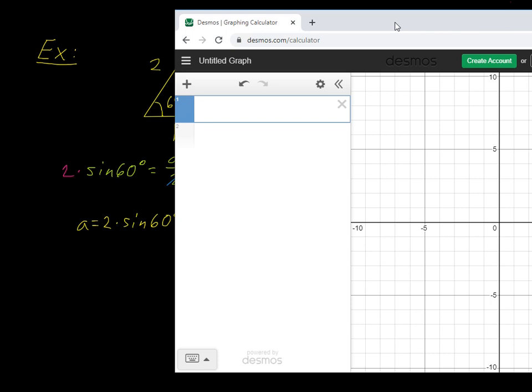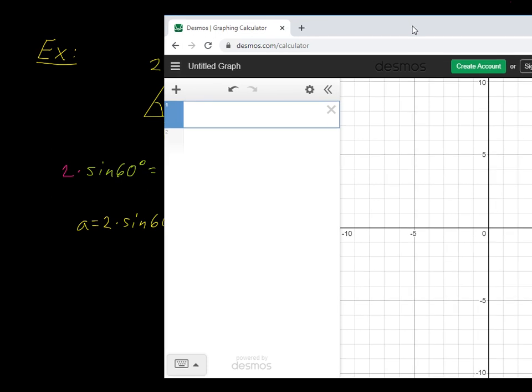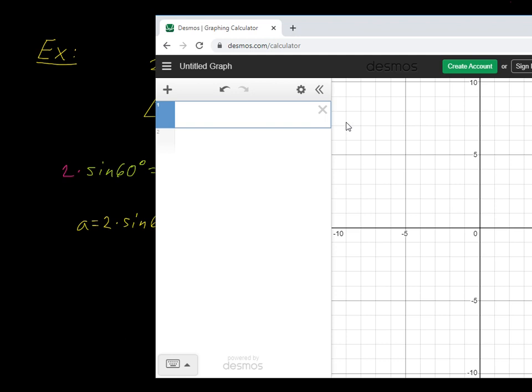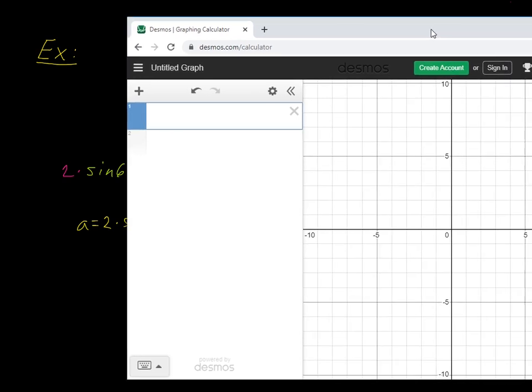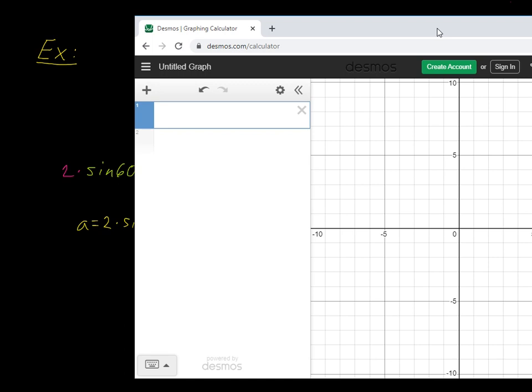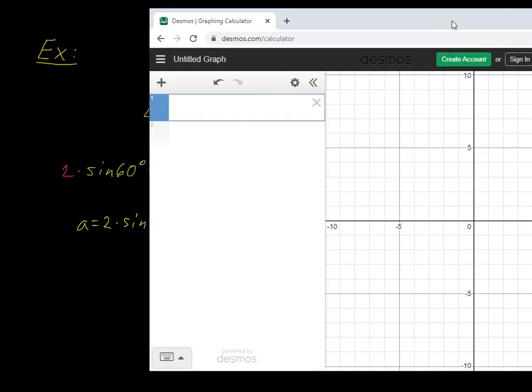Now, if you have your own calculator, say a TI or a basic scientific calculator, those are going to be more than sufficient for the class. But when we get into graphing in particular, this calculator is really impressive, and I'll be using it quite a bit throughout the quarter, so I encourage you to check this out.